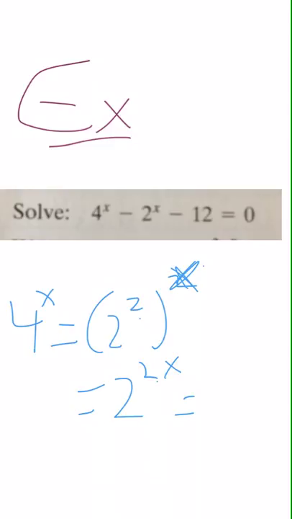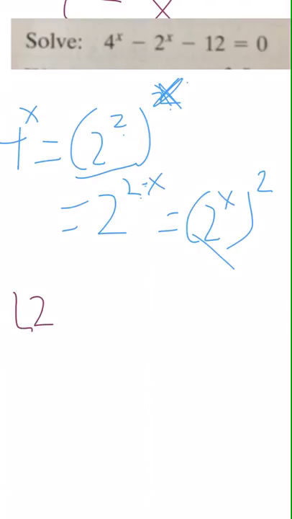And since we have 2 exponents being multiplied together, we can rewrite it as just one exponent being raised to the other, so that would be 2 to the x raised to a power of 2. Since you have these exponents being multiplied together, it doesn't matter which exponent is being raised to the other one. Both of these statements would be equivalent. So we can rewrite our quadratic as, instead of 4 raised to a power of x, 2 to a power of x raised to a power of 2 minus 2 raised to a power of x minus 12 is equal to 0.